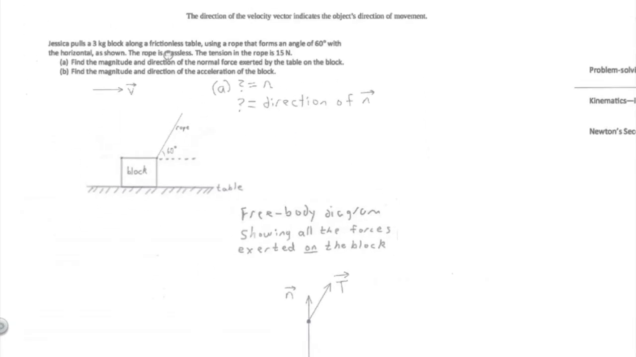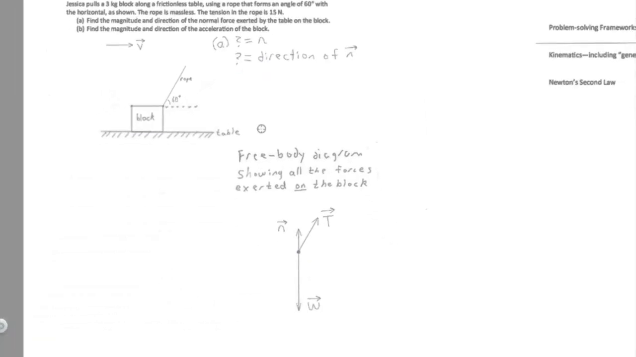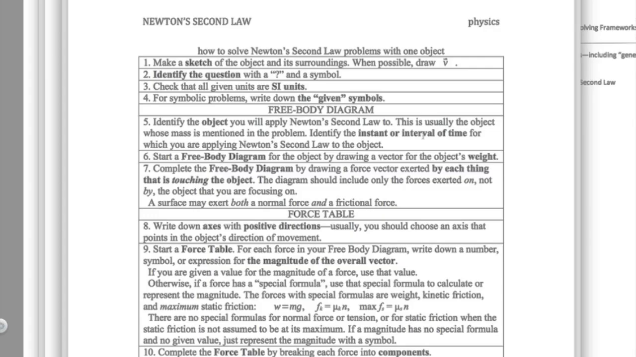And going back to the problem, reading carefully, we can see that there's nothing else that's touching this block. The only things touching the block are the table and the rope, and we've already included their forces. Since there's nothing else that's touching the block, there can't be anything else exerting a force on the block. Remember that aside from the object's weight, all the other forces come from things that are touching the object.